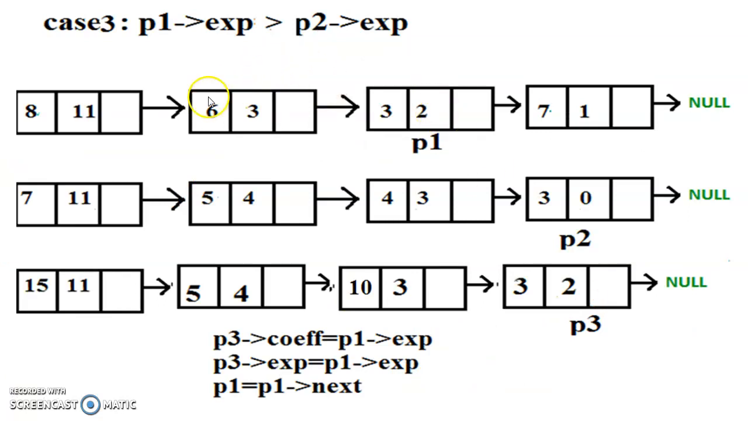The third case that we are considering is P1 of exponent is greater than P2 of exponent. In this type of case, whichever term is highest will be placed. Now the P1 term is highest, that's why P3 of coefficient is equal to P1 of coefficient and P3 of exponent is equal to P1 of exponent. Because this term has been added, P1 goes to P1 of next. These are the three operations that we perform whenever P1 of exponent is greater than P2 of exponent.